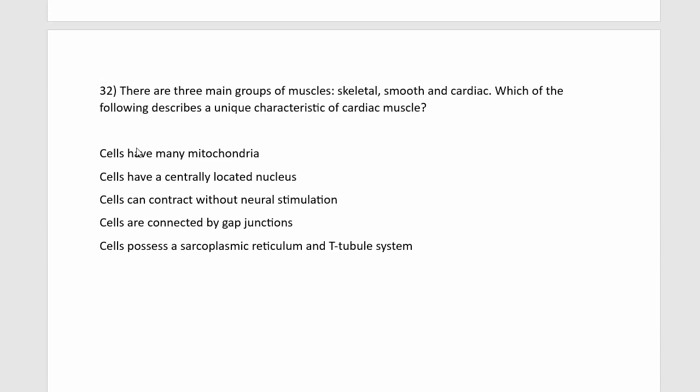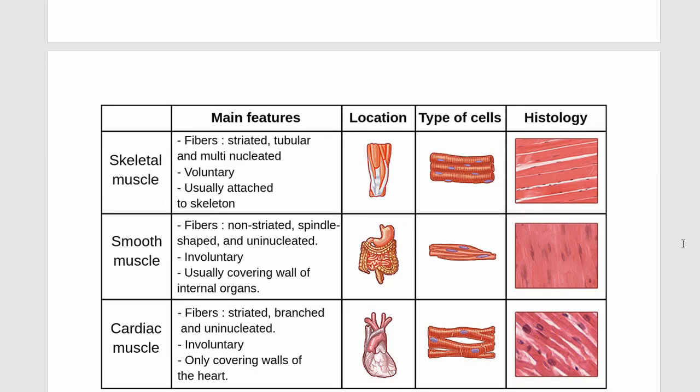So, cells have many mitochondria. Well, let's have a look at this. Yes, cardiac cells do have many mitochondria, but so do skeletal cells. Mitochondria produce ATP, and that's the energy required for muscle contractions. When you're doing exercise, your skeletal muscles are going to need a lot of energy, and your cardiac muscle, because it's pumping constantly, is also going to need a lot of energy. It's only really smooth muscles that don't have as many mitochondria. They still have mitochondria, but not a lot, which I know is not a very quantitative way of analyzing it.